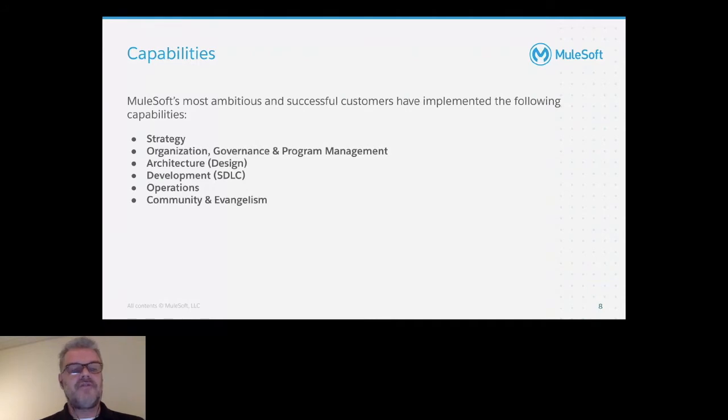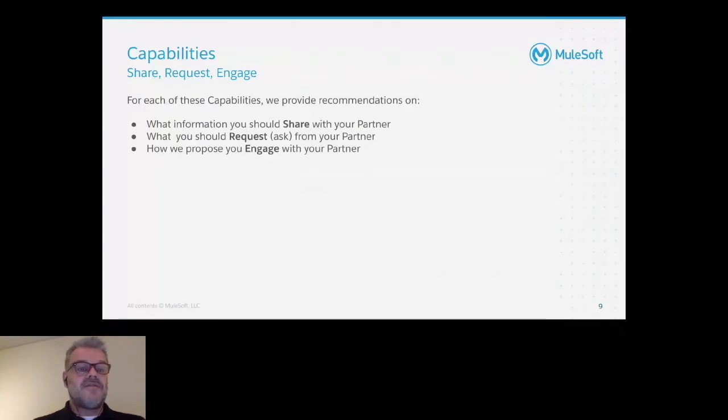So I've structured this deck around these different capabilities. And for each of the capabilities, I will specify what it is that you need to share, what it is that you need to request or ask from your partner, and how we propose you engage with your partner in a way that leads to the most efficient relationship between a customer and a partner going forward.